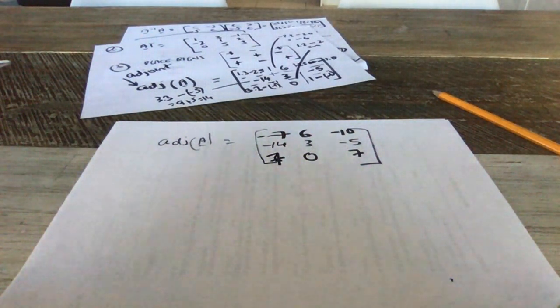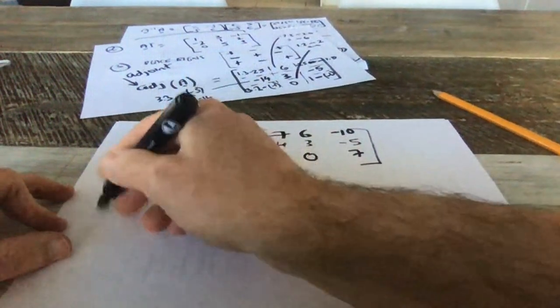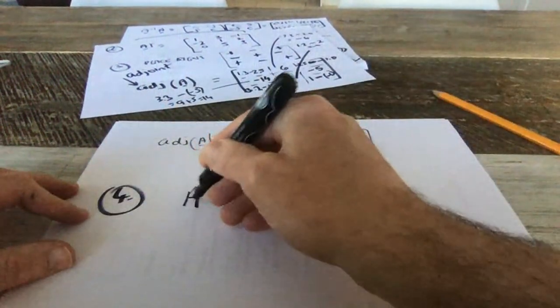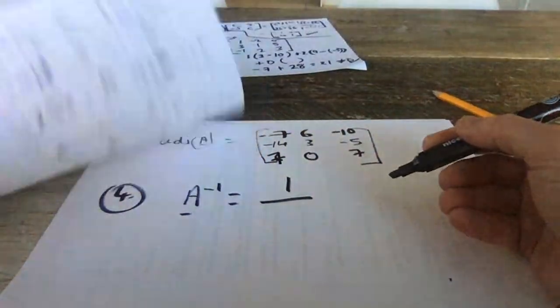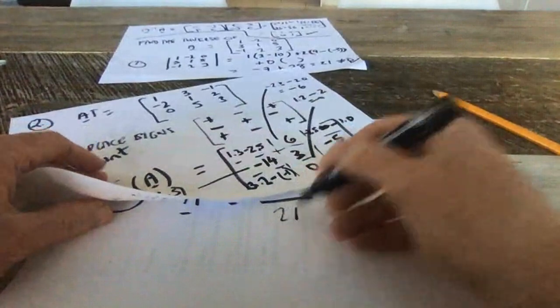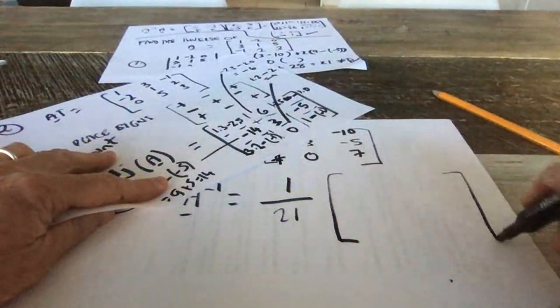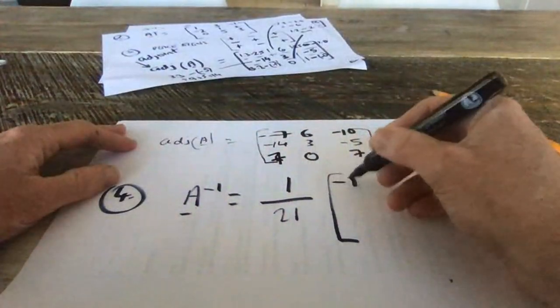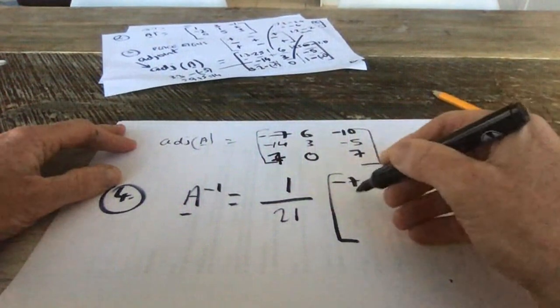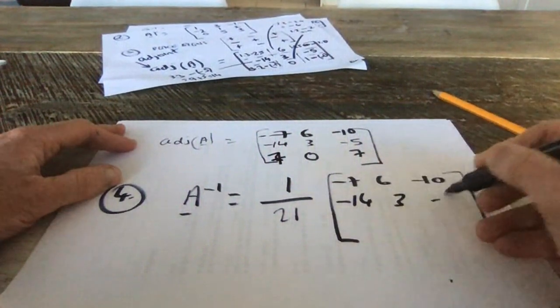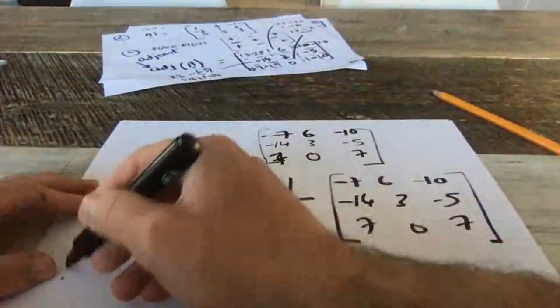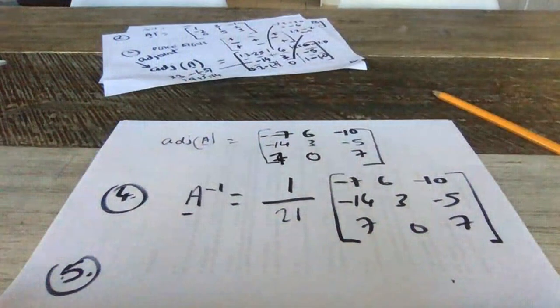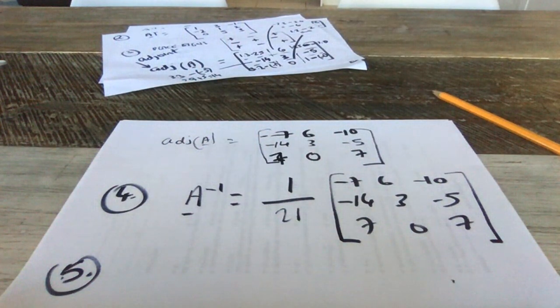And then finally, folks, here's step 4 in the never-ending calculation. A inverse then is 1 over the determinant. And remember what the determinant of A was. It's 21, times the adjoint matrix, which in this case is minus 7, 6, and minus 10, minus 14, 3, and minus 5, and 7, 0, 7. And step 5, which I'm not going to do because it's just too much trouble.